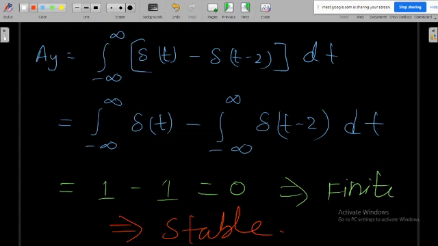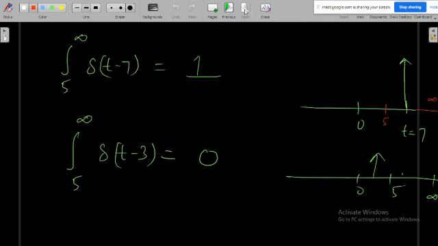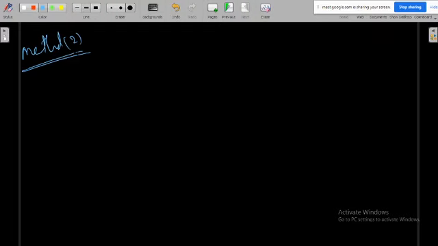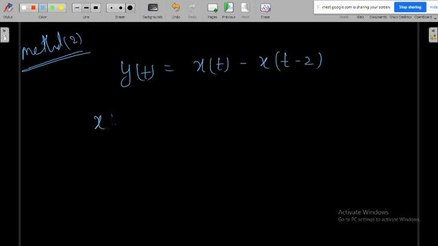Then what is the other way of doing this? The same question. For the first question alone I will solve by both methods. Method 2: y(t) equals x(t) minus x(t minus 2). Now you know one thing, when x(t) is equal to δ(t), we'll get y(t), but what is that y(t)?